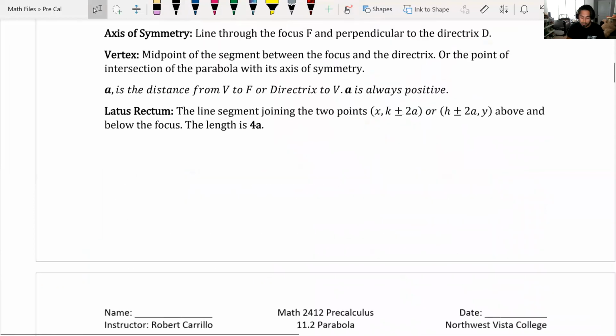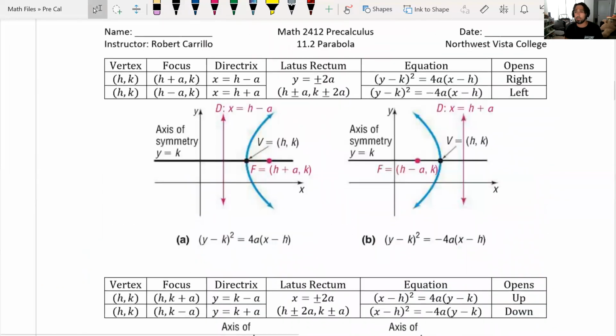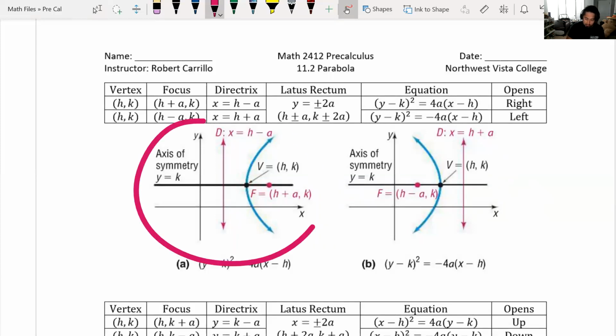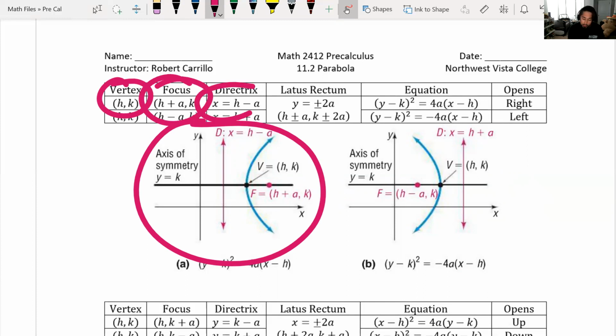Okay. Now, the next page is strictly formulas, letting us know how the parabolas open, and what equations to use for the way the parabola opens. So let's look at the first picture. This guy right here. If your parabola opens to the right, then your vertex is known as (h, k). Your focus is known as (h plus a, k). Your directrix is known as x equals h minus a.